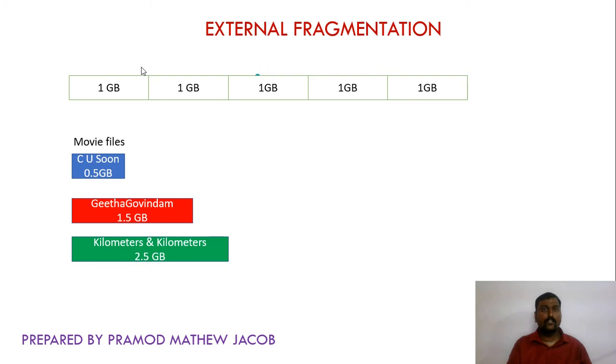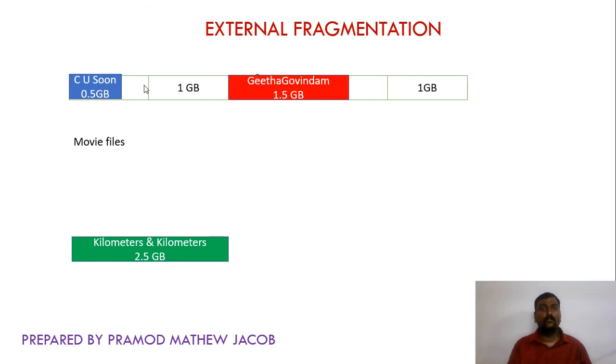External fragmentation usually arises when the data is stored in discrete locations in the memory. First, I am going to copy the See You Soon movie. It is stored in the first block with 0.5 GB file size, and the remaining block is kept unused itself. We can use it for storing another file. Next, I am going to copy the Gita Govinda movie. It is also stored in a random location with exactly 1.5 GB space. So now we have the remaining space for storing the movies here. There is 1.5 GB and here there is 1.5 GB. So total we have 3 GB space free.